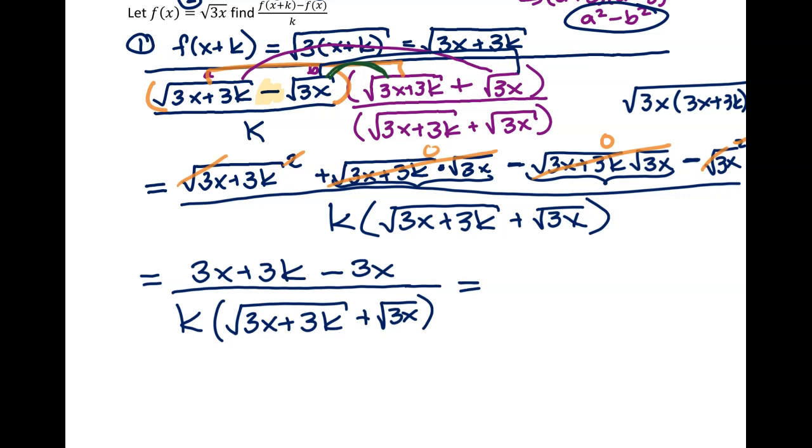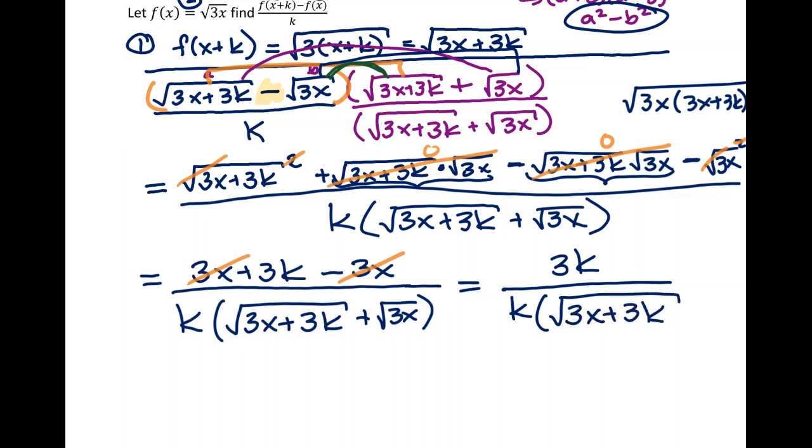Okay, and notice something else nice happens. The 3x's actually drop out as well. So now all I'm left with is a 3k on top. And I am almost done. Once you get going on these, they actually fall apart really nicely, but it does take a little while to see what's going on. It looks really bad at first.